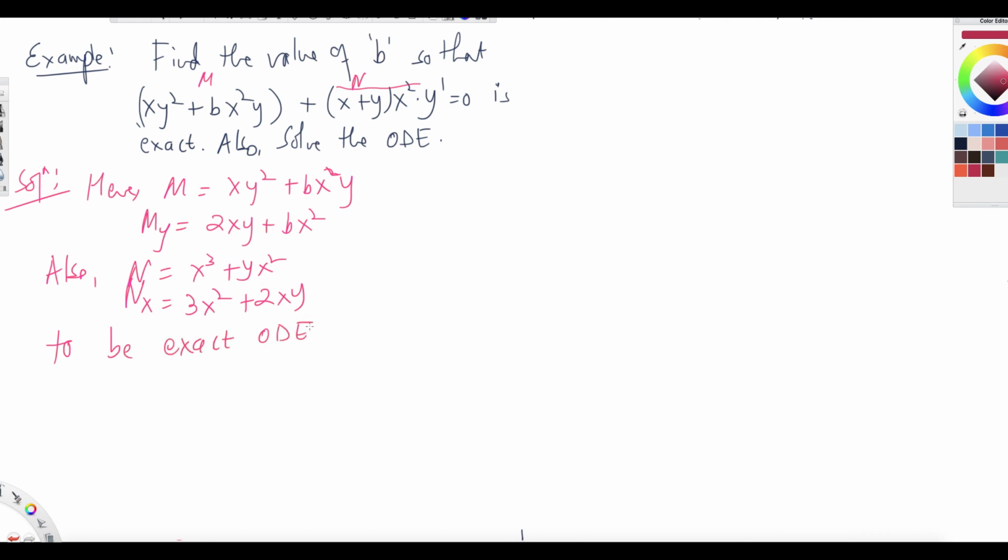But to be exact ODE, what do we need? We need M sub y equals N sub x, right? Let's plug in those values. 2xy plus bx squared equals, what do you get? You get 3x squared plus 2xy.